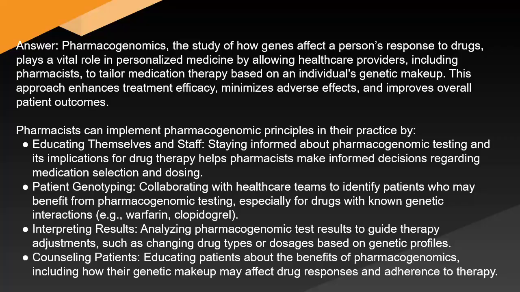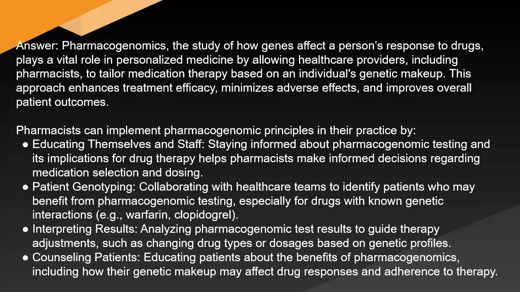Pharmacists can implement pharmacogenomic principles in their practice by educating themselves and staff. Staying informed about pharmacogenomic testing and its implications for drug therapy helps pharmacists make informed decisions regarding medication selection and dosing. Patient genotyping: collaborating with healthcare teams to identify patients who may benefit from pharmacogenomic testing, especially for drugs with known genetic interactions, e.g. warfarin, clopidogrel.